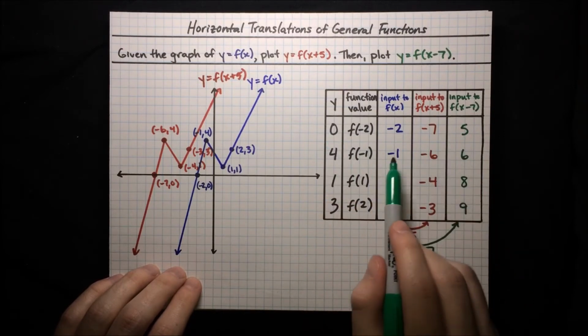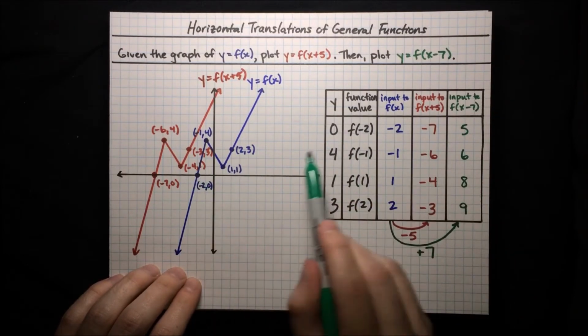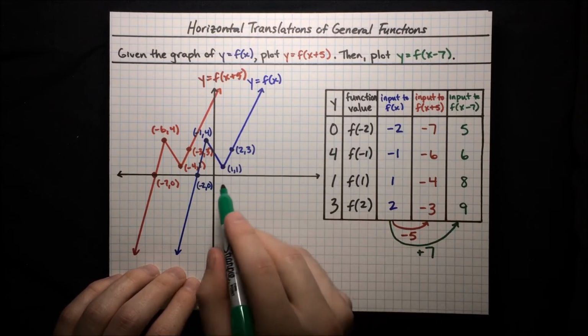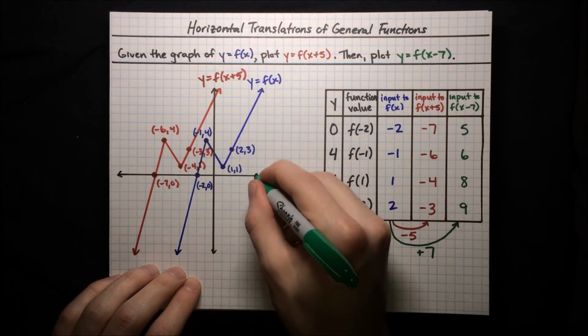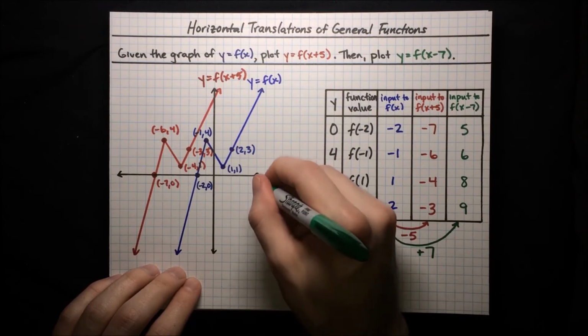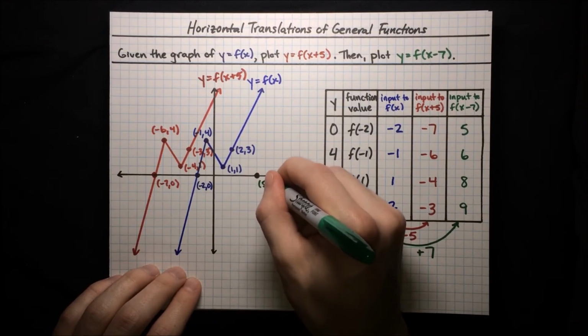So first point is going to be, instead of negative 2, 0, it's going to be 5, 0 now. So let's plot that. 2, 4, 5, right over here. So that's our point 5, 0.